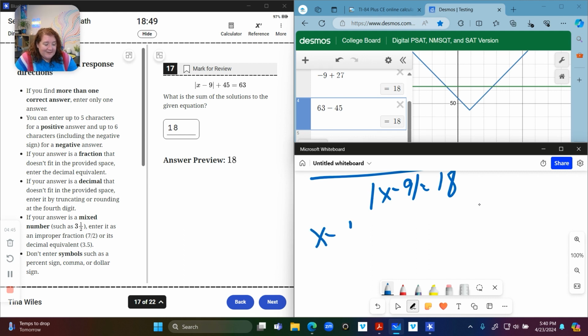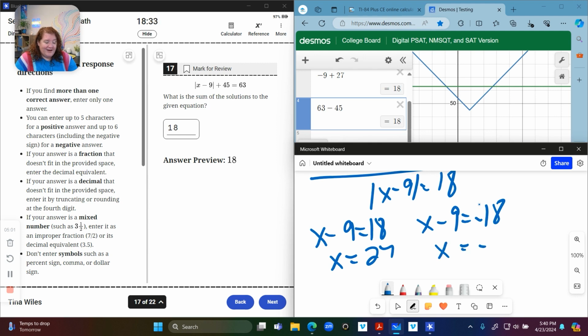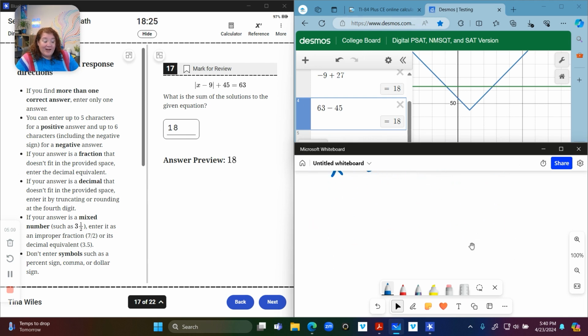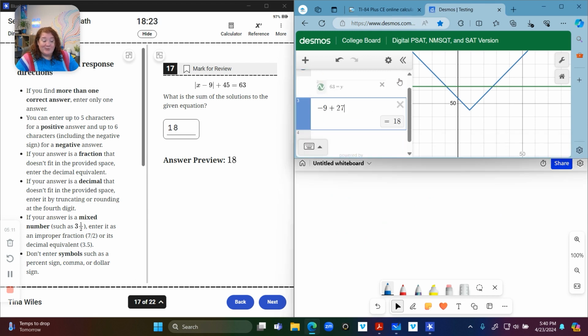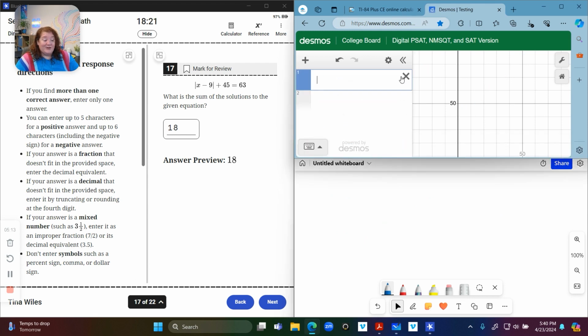So I have x minus 9 equals 18. And like I said, it could equal negative 18, and I would still get positive 18. So these are my two equations. When I solve those, I get x equals 27, and when I add 9, I get x equals negative 9. So you can see I got the same two solutions I did when I graphed it. Either way is correct. It's just whichever way you find easier.